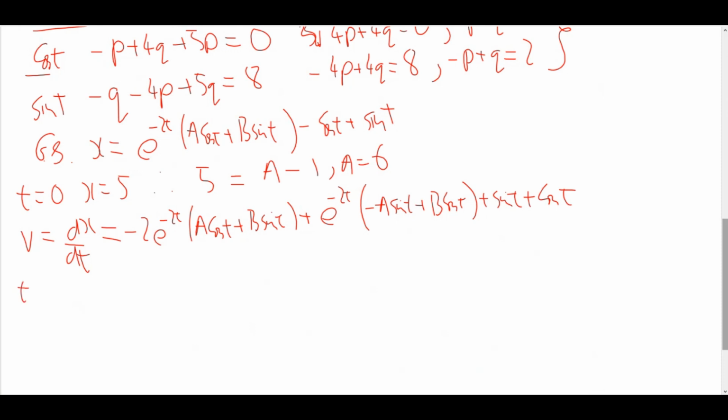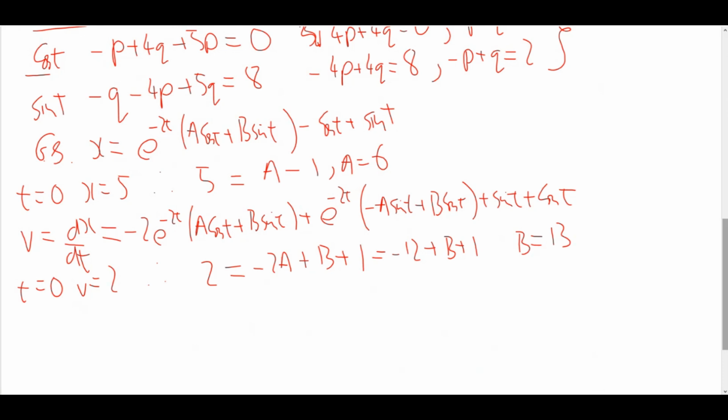We know that when t is 0, v is equal to 2. So you're going to get on the left, 2. On the right, you are going to get minus 2 times 1 times a. So that's minus 2a, plus 1 times b, so plus b, plus 1. And if you rearrange that to get b, because we know that a is 6, that's going to be minus 12 plus b plus 1. That will give me that b is equal to 13.